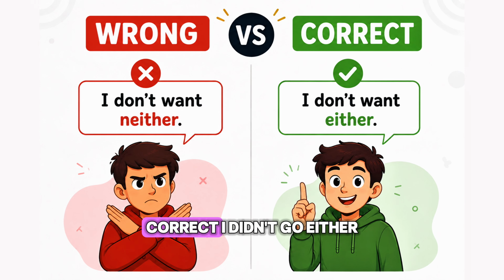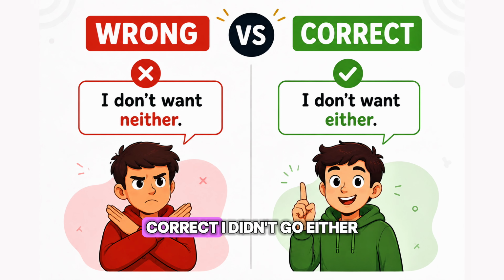Okay, scenario 1. Agreeing with the statement, I'm not hungry. Option A, I'm not hungry either. Option B, I'm not hungry too. Well, it's a negative statement, so too is out. The correct choice is option A. I'm not hungry either. Perfect.